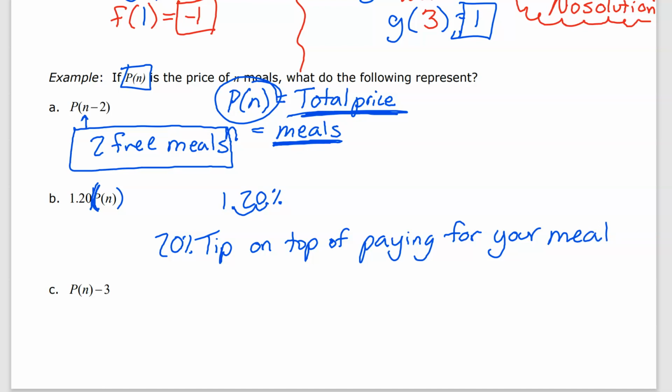So looking at C is P of N minus 3. So that's a little different than A, because A was N minus 2 and we got 2 free meals out of the deal. But what happens with C is we're going to take our total price, say if it's $20, and we're going to subtract 3. So if we have 20 minus 3, that's just going to give us $17. Okay, that's interesting. What if my meal was only $5 and I subtracted 3? Well, then it would only be $2.